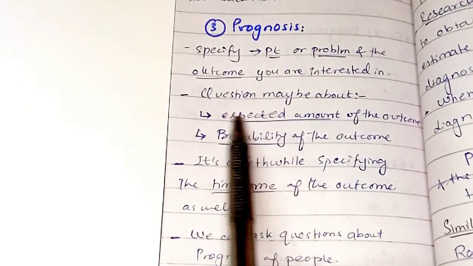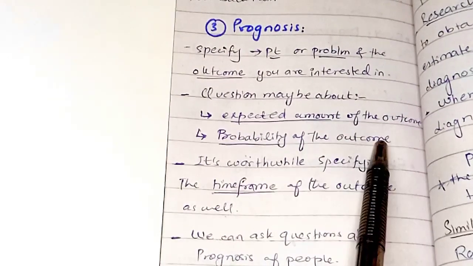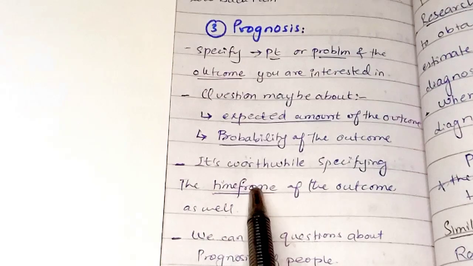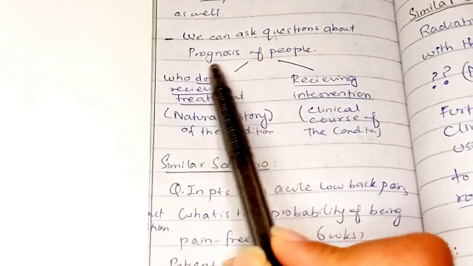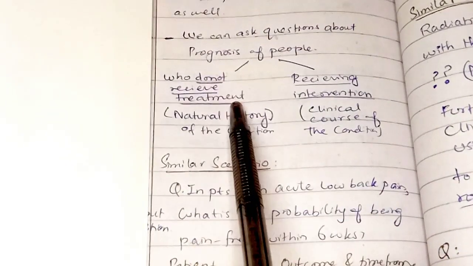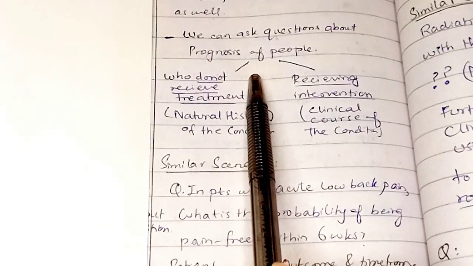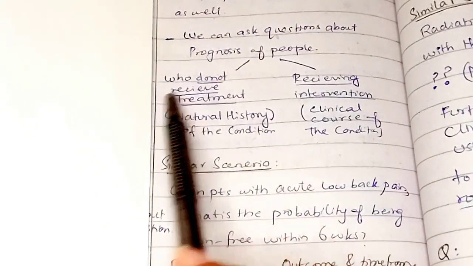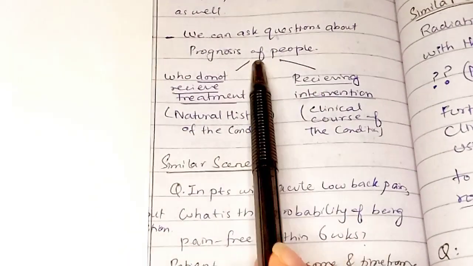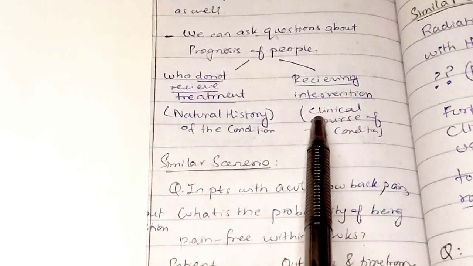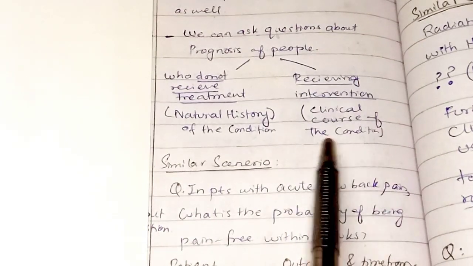Here as well you can see that the questions may be about the expected amount of outcome, the probability of outcome, or you can also ask about the time frame of the outcome. We can ask questions about the prognosis of people who do not receive the treatment. So there are two types of people we can ask prognosis questions for. If there are people who do not receive the treatment, that is going to be the natural history of this condition. If there are people who are receiving the intervention, the prognosis for those patients is referred to as the clinical course of the condition.